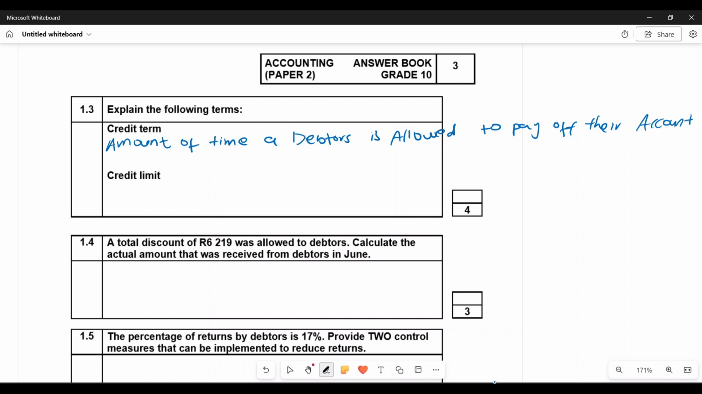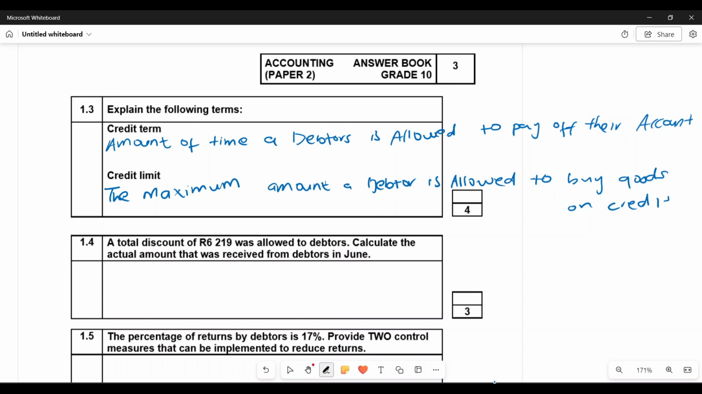Credit limit is basically the maximum amount that a debtor is allowed to borrow from you, right? So basically, here's the maximum amount a debtor is allowed to buy goods on credit. So this is the maximum amount that you can allow your debtor to buy goods on credit. So if I say that you can take stock on credit, but you mustn't take stock which is more than the value of 20,000, 20,000 would be your credit limit, right?